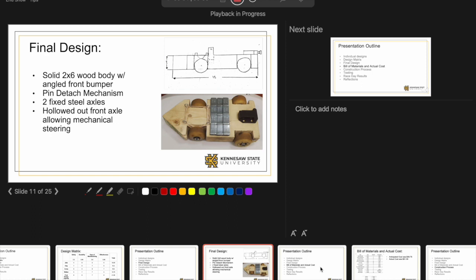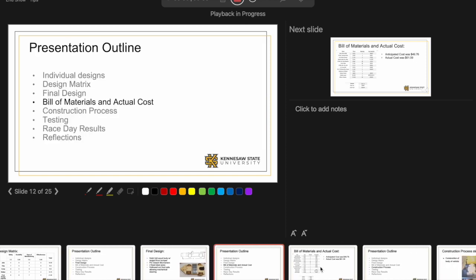And as you see, we have our diagram here. This is what it came out to be. The lower picture is the actual vehicle itself, the hybrid design that we came up with in our design matrix. So the hollowed out axle base is for the mechanical steering, because you have your wheels that can move, and the rubber bands help with keeping it straight, which we had to do as well.